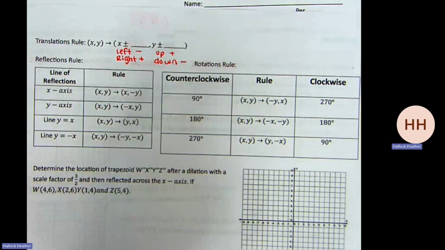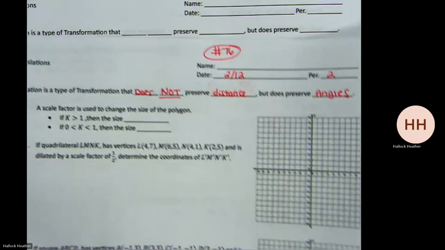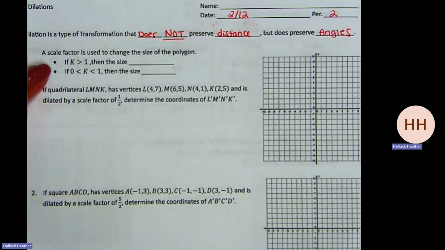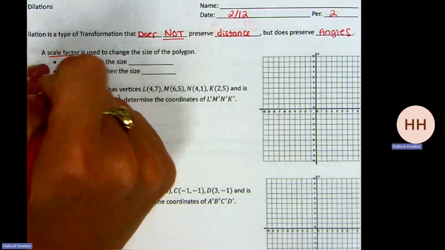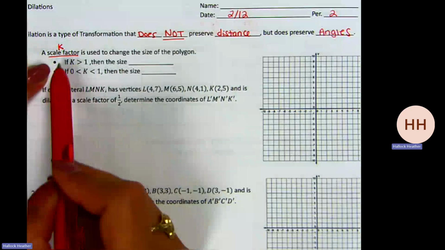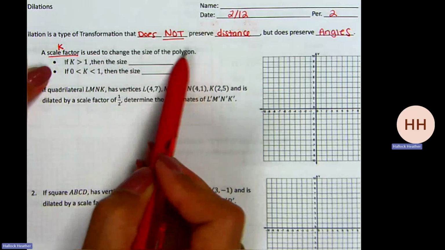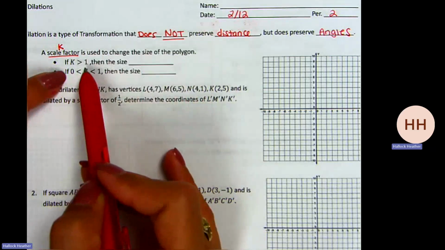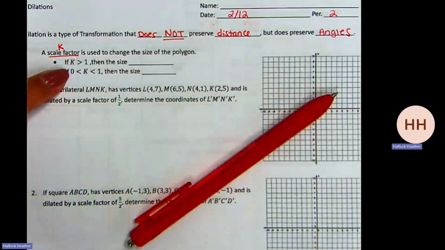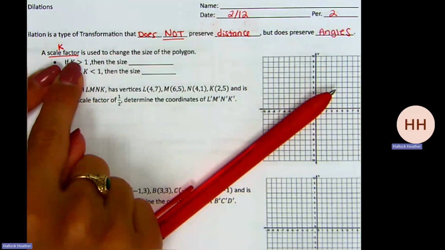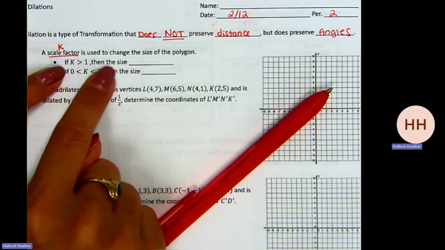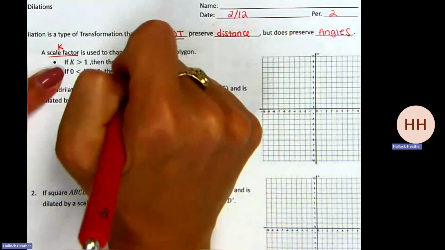So back to the front, a dilation is changing the size. So there's something called a scale factor. A scale factor you would have learned about in middle school. A scale factor is technically known by K. A scale factor is used to change the size of a polygon, so any shape. If K is greater than 1, so this takes you back to like elementary school and the alligator is going to eat the bigger number. So if K is larger than 1, like 2, 3, 4.5, then the size is going to increase.